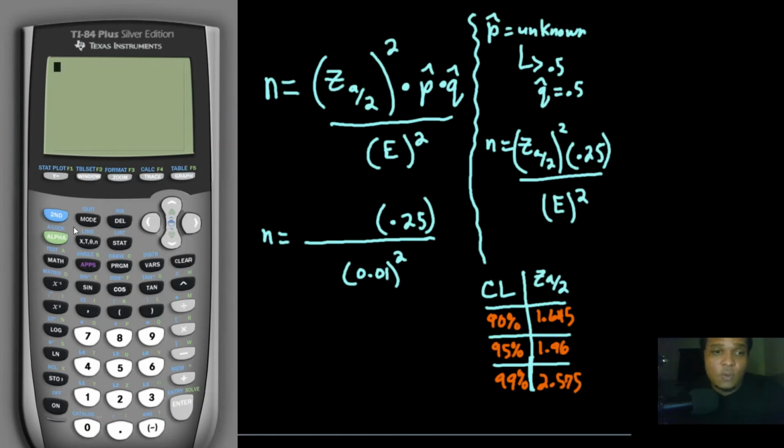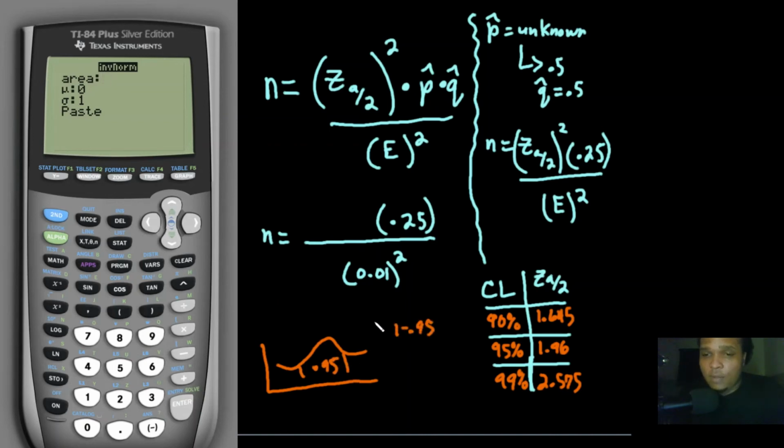You can do second vars, go all the way down to inverse norm. It's going to ask you for the area. Which area are we doing? We're doing 95%. So remember, make your little histogram. Put your 95 in the middle, 0.95. We want to figure out what those two tails are. So you do 1 minus the 0.95. That's going to give you your alpha. Remember, 1 minus your CL is equal to your alpha.